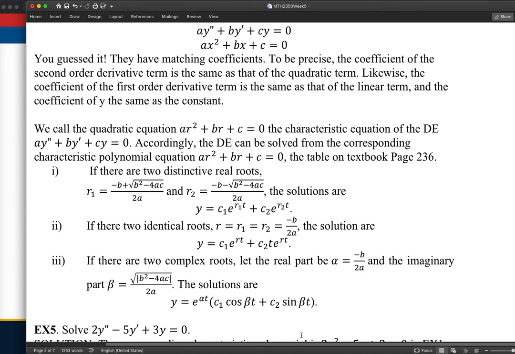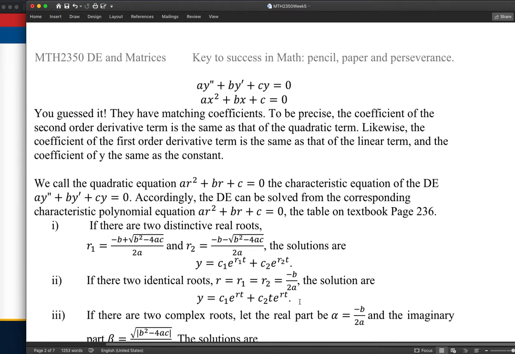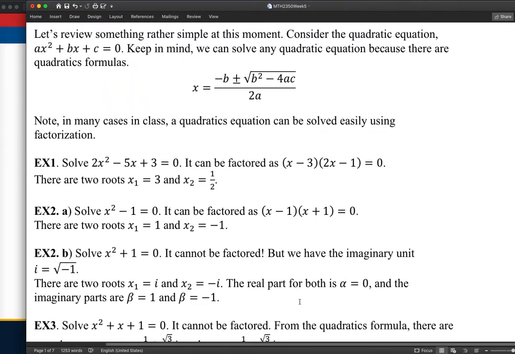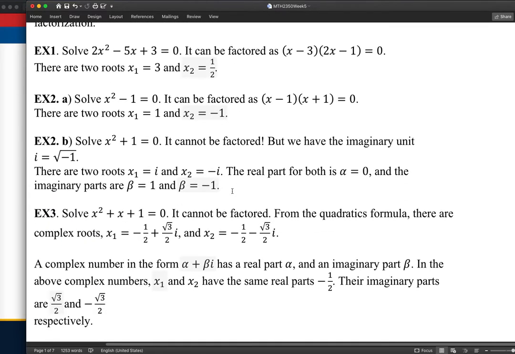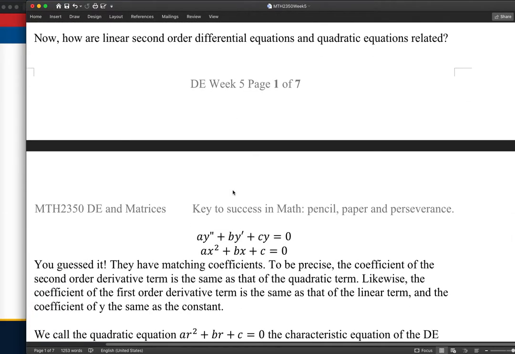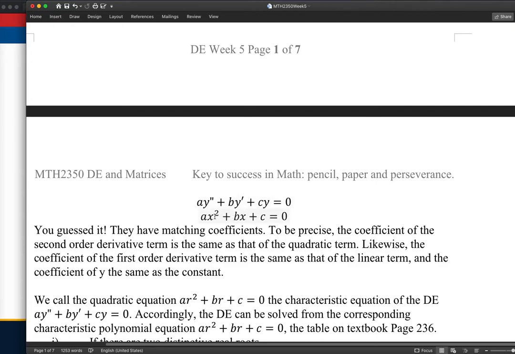Welcome back to the class of differential equations, and we are working on section 4.2 and 4.3. This is the linear second-order homogeneous differential equation. Furthermore, those coefficients are constants. What we just said in the previous video is that such a differential equation always has a matching characteristic polynomial equation. For the second order, we have a quadratic characteristic equation.